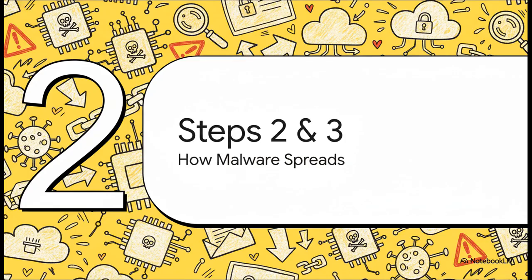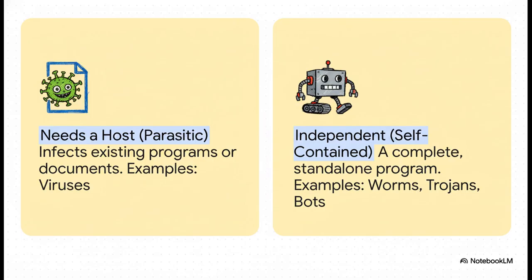Okay, so the malware is in. Now let's move on to steps 2 and 3. These are all about understanding its basic nature, its behavior, now that it's on the system. These next 2 questions really get to the heart of what the malware actually is. First up, does it need another program to survive? Some code is parasitic, like a virus. It has to latch onto a host, like an existing program or a document, to do anything. But other types of malware, like worms or Trojans, are completely independent. They're their own standalone programs and can run all by themselves.